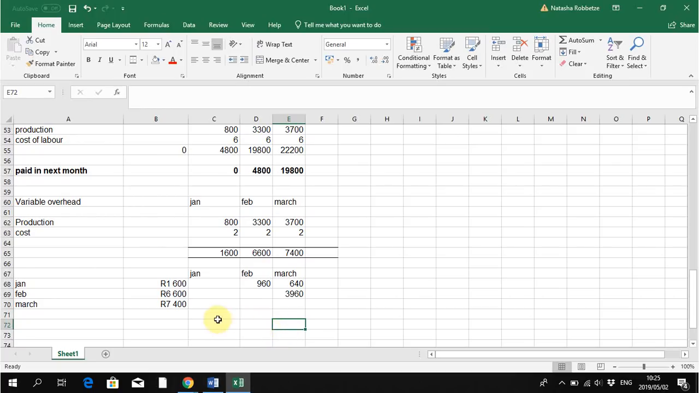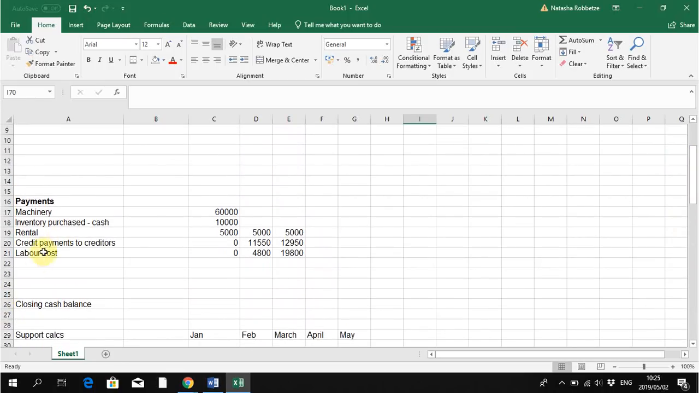So therefore, I'm just going to stop there and get the sum total of my payments. So this should be 960, and if I get to the sum of those two, it is 4,600 Rand. So I'm going to go back to my payments, and I'm going to say variable overhead.